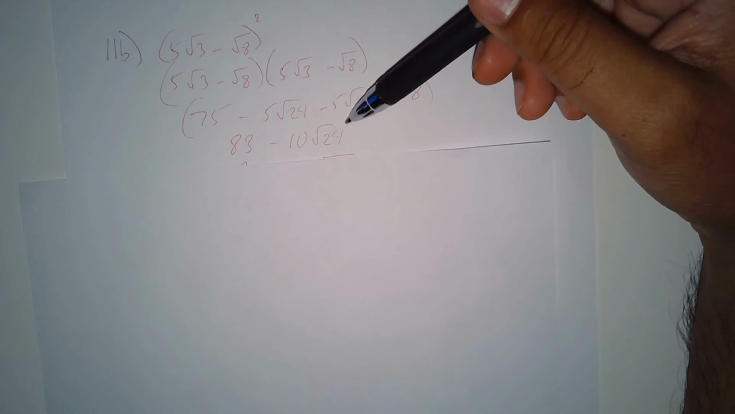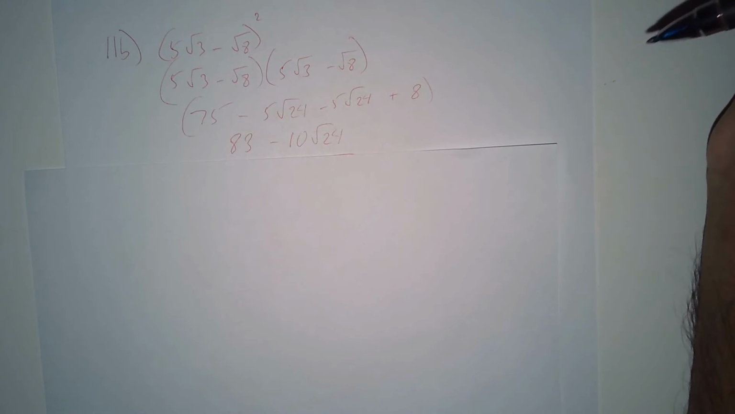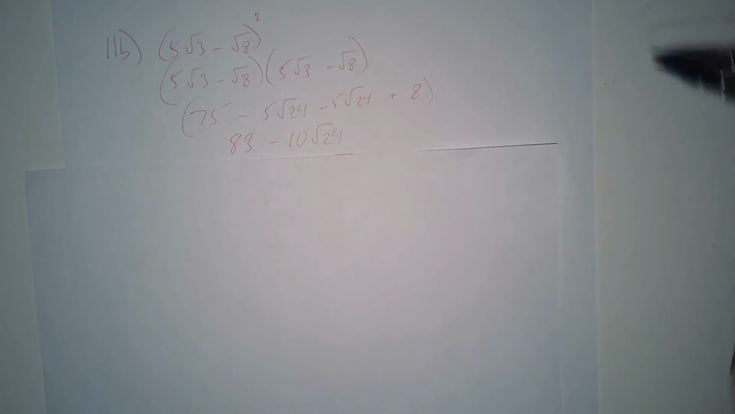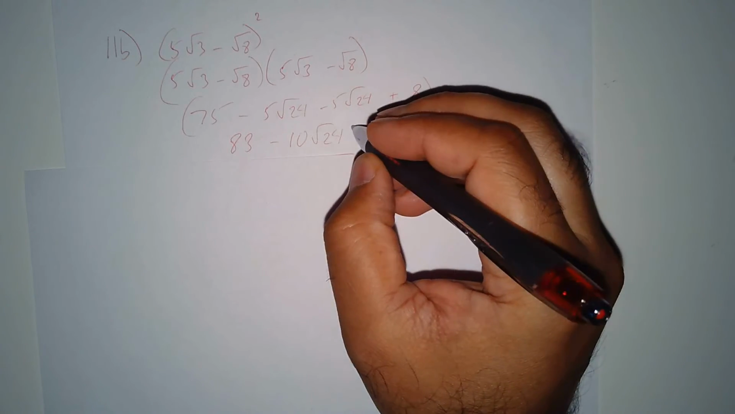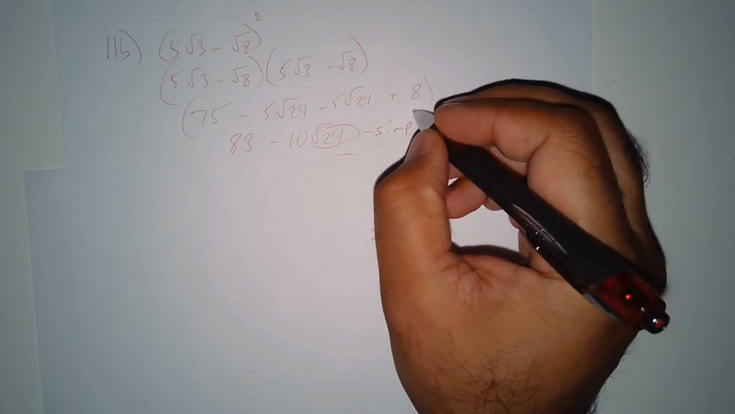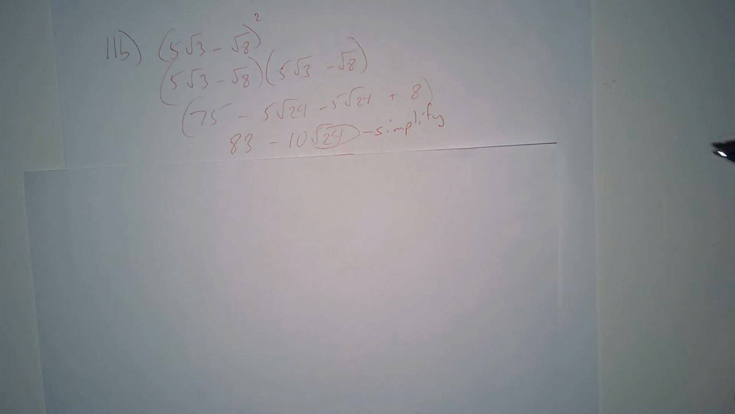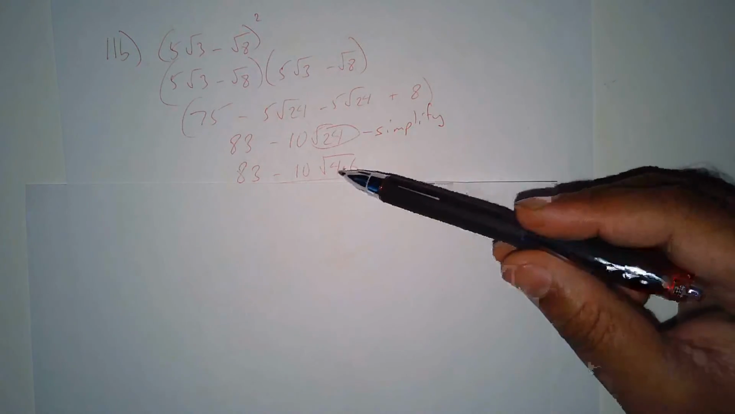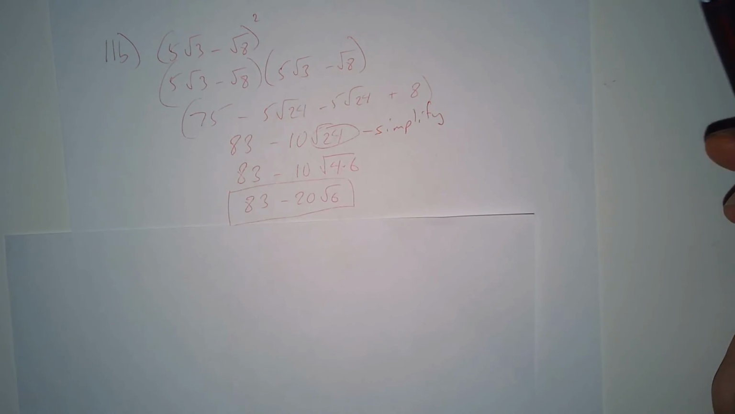And then we've got 10 root 24. So when you're looking in the back of the book, you might have stopped here and said, well, why is my answer different? So whenever they can reduce that or simplify it, right? The 24 is 4 times 6, so there's a perfect square we can pull out as a 2. And so that's where we get the 20 root 6.